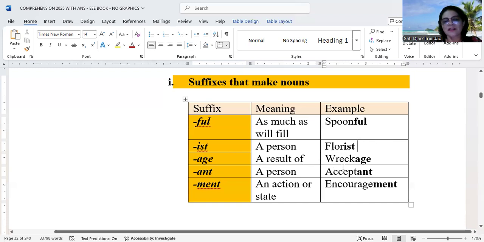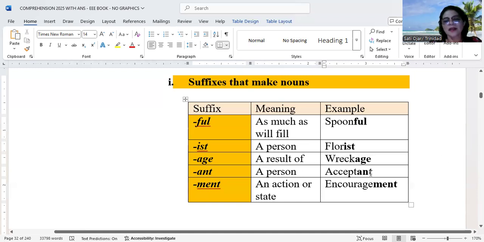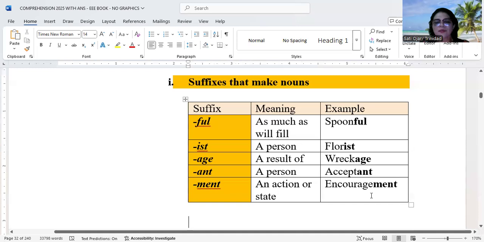Age is as a result of. So what's a wreckage? Anybody could suggest? Isaiah, what's a wreckage? A wreck is when you have a damaged vehicle. It's as a result of a wreck, right? Ant is a person, so an acceptant is a person who has been accepted. Ment is an action or a statement, right? So encouragement would be an action that encourages people or a statement that encourages people.